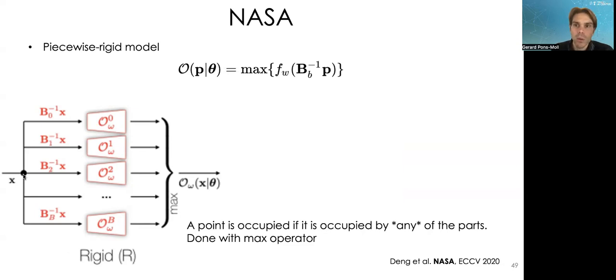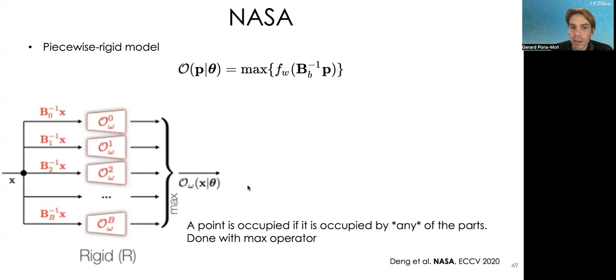So we don't know for a point in space to which part this point belongs. We don't know. But what the model will do is assume that it belongs to each of the parts, unpose the point according to each of the parts, and then take the occupancy as the maximum. So predict the occupancy for every rigid part, and then the occupancy of the point will be the maximum occupancy.